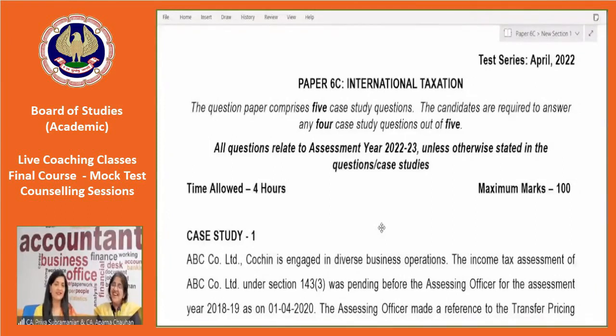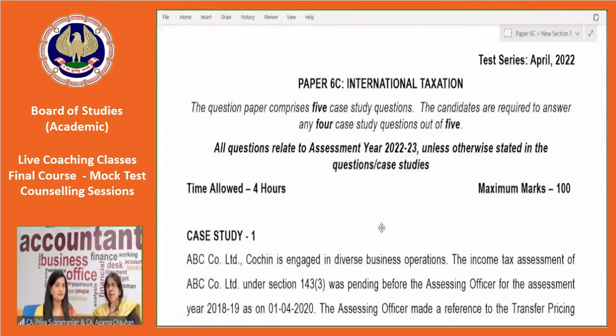Then as far as equalization levy is concerned, of course, there are two types of levy. One, in case of online advertisement, digital advertisement sales, where the resident paying has to deduct equalization levy at 6%. Another is a non-resident e-commerce operator engaged in sale of goods or provision of services, where the e-commerce operator has to pay the equalization levy. So there are fine differences between these two. There are amendments also in equalization levy. Those are very important amendments.